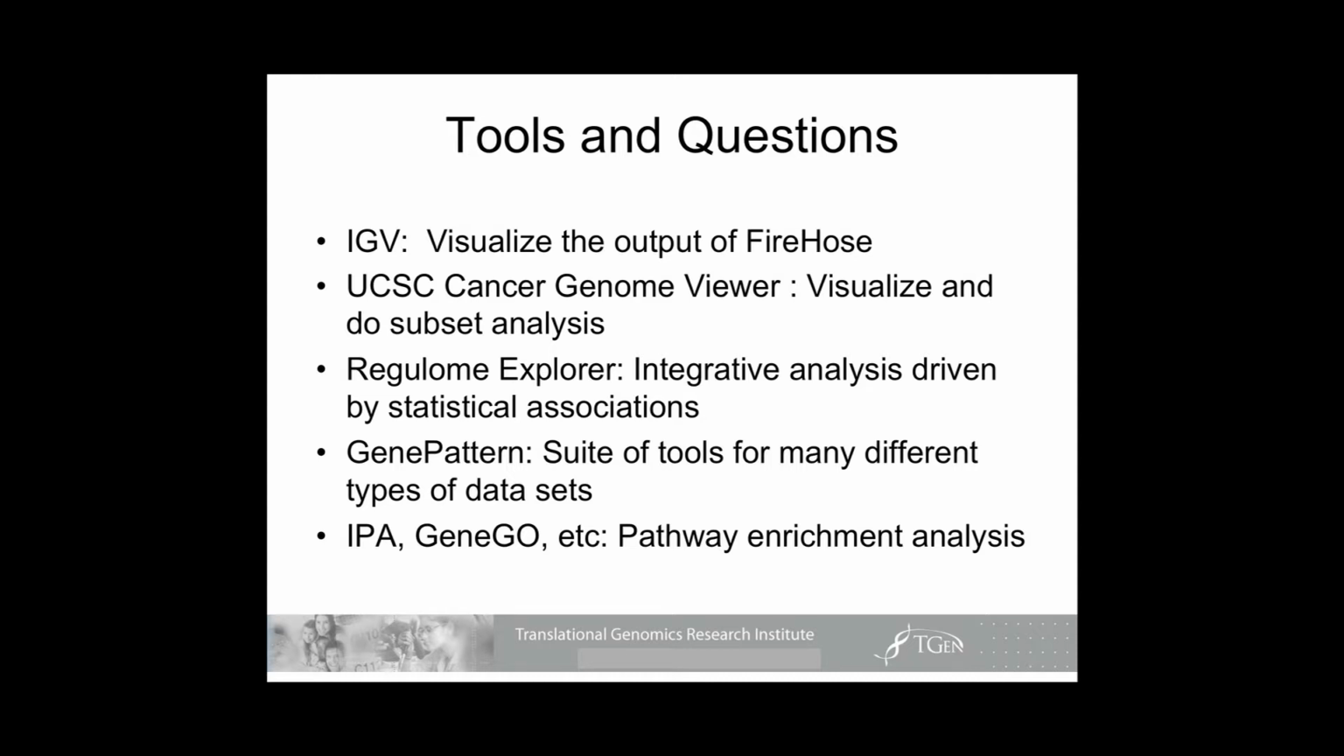And then there are several data tools that allow you to do what's known as pathway enrichment analysis. So IPA, Ingenuity Pathway Analysis, and GeneGo are the ones I'm most familiar with. They also require a license, so they're not freely available. But there are some that are, I'm just not as familiar with them.